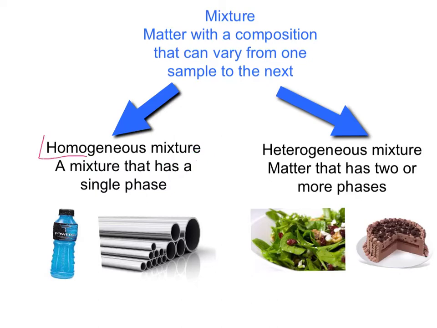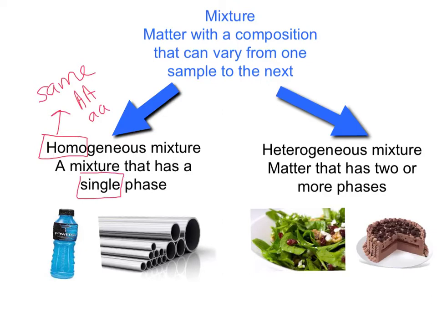Now, the prefix here is very, very helpful in remembering that, because the prefix homo means same. So homozygous, you learned in biology, are two alleles that are the same. I know I'm asking you to remember a lot here, but that would be like little a, little a. That would be homozygous. Homosexual means that you like somebody of the same gender. So that comes across with the single phase.